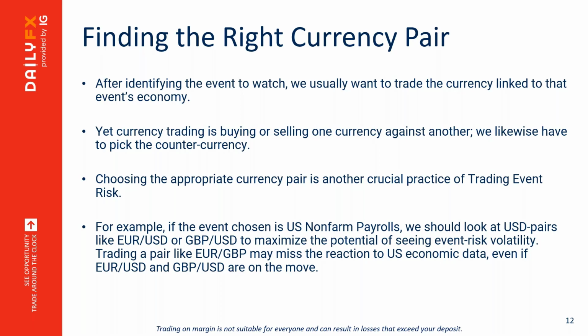Trading euro pound or pound yen may miss the reaction to US economic data move, even if euro dollar and pound dollar are on the move, right? Let's just say, for example, both euro dollar and pound dollar rise. Sure, the dollar is down, but if they both rise by an equal amount, euro pound's going to go nowhere. And so, sure, euro was volatile around NFP, pound was volatile around NFP, but not in the place that you were looking. Again, this seems really intuitive.